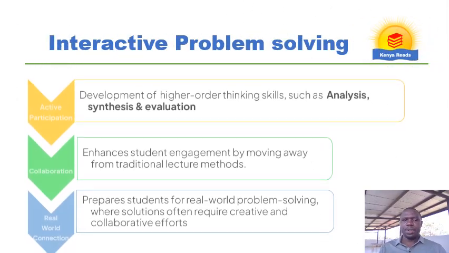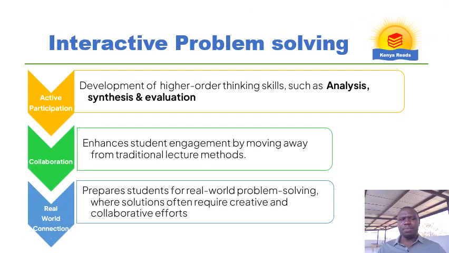and all that. So in interactive problem solving, we talk of three main things: active participation, collaboration, and real world connection. We expose learners to activities that will make them think creatively. And when they think creatively or critically, they'll be able to come up with a solution to a real world problem and all that.